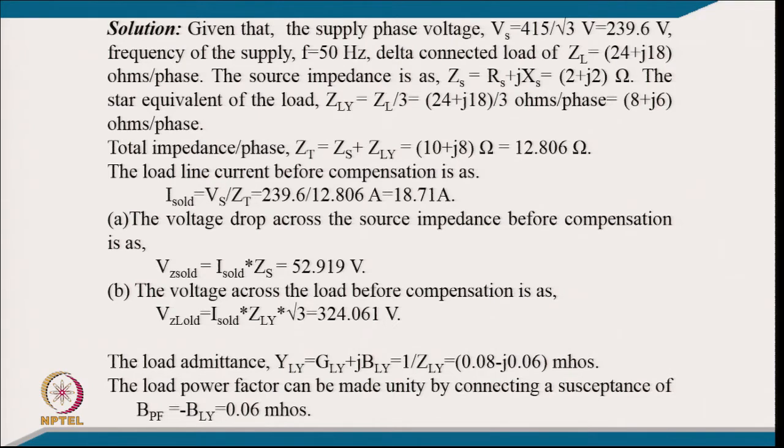The voltage drop across the source impedance before the compensation will be Vz S old equal to Is old into Zs, and after multiplication it comes to 52.919 volt, and the voltage across the load before the compensation is Vz old, which is Is old into ZL delta by 3 into root 3.